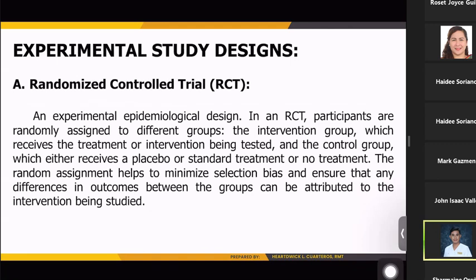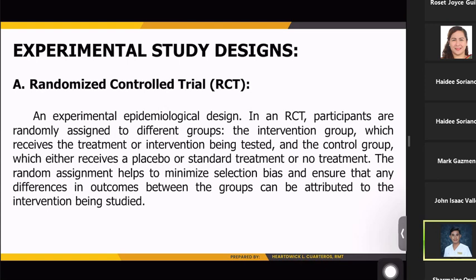Next, we have here your last, okay? We have here your last, your experimental studies under your analytic study approach, okay? Number one is your randomized controlled trial or your RCT, okay? So it is an experimental epidemiological design, okay? In RCT, participants are randomly assigned to different groups, okay? So the epidemiologists now, okay, magkakalat sila yan.